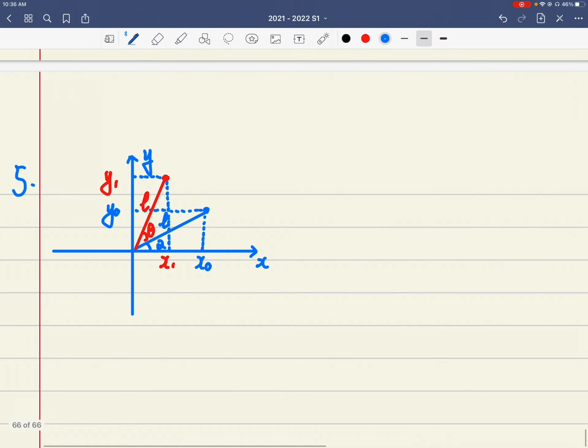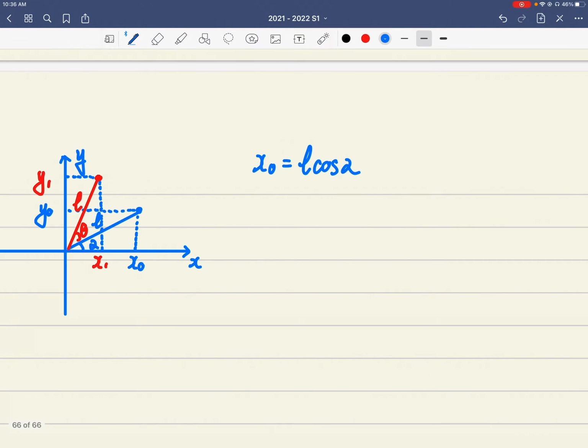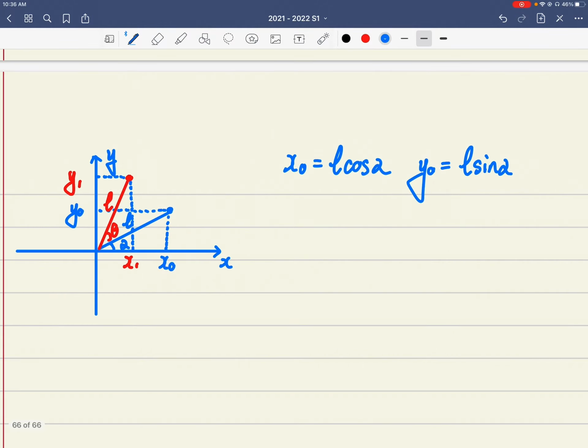So now, let's first write down something we already know. x naught is the length of the line times cosine alpha. That would be x naught. Similarly, y naught is going to be this line times sine alpha.